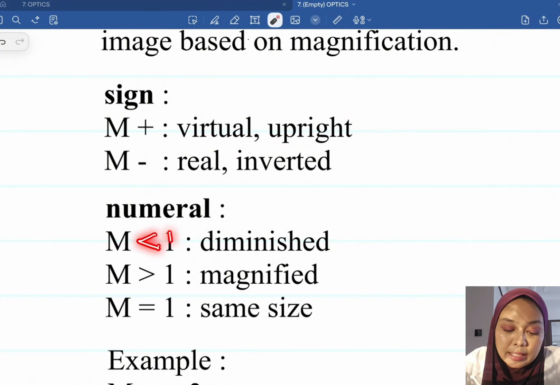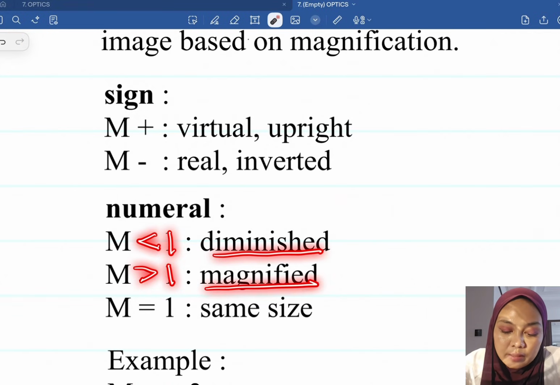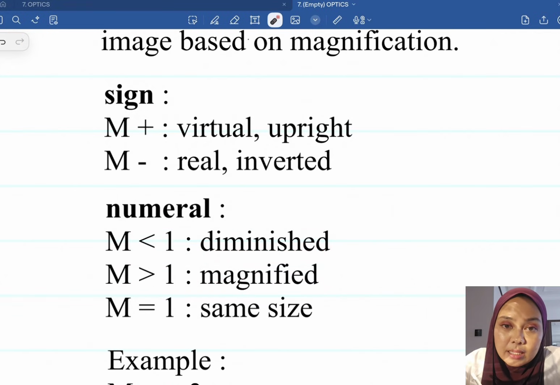Next part is the numerals. If the number is less than 1, the image is diminished. If the number is more than 1, it is magnified. And if it is the same as 1, it is the same size.